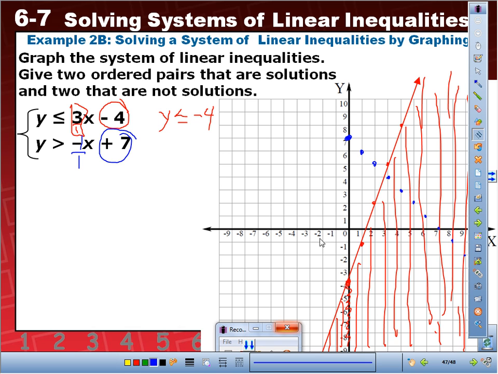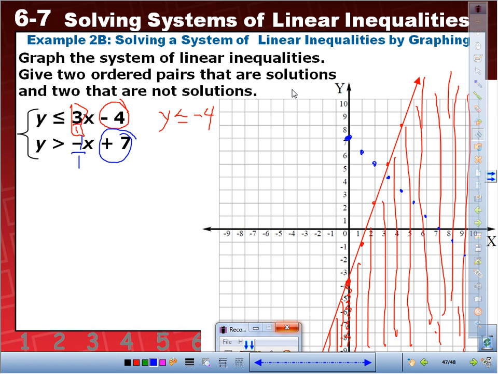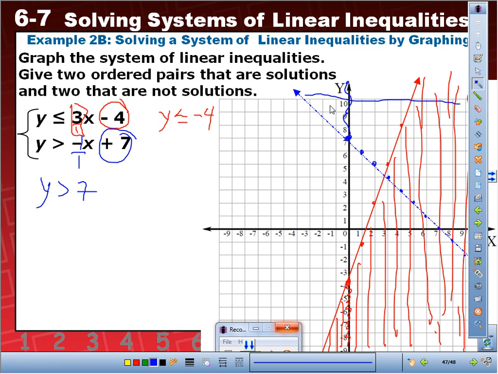All right, so now, by looking at the inequality symbol, it's a dotted line. I'm going to graph that in blue. There it is. And then what information do I need to shade? I need y greater than what? 7. What numbers are greater than 7? Everything up here. So that means I'm going to shade everything above this line, but I'm going to go across this way, just so I can see the intersecting region.